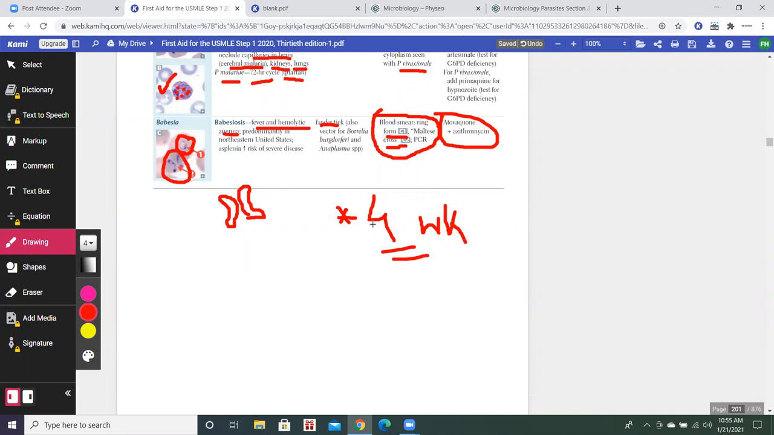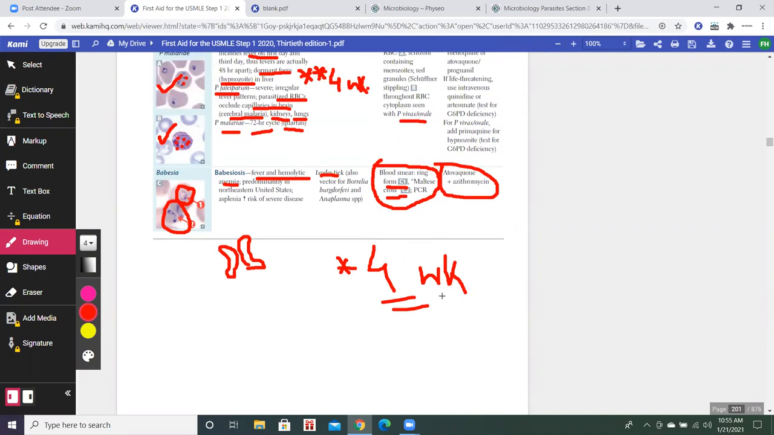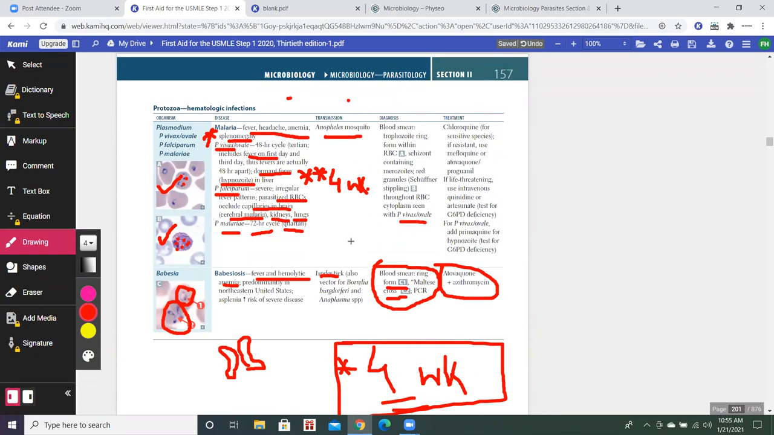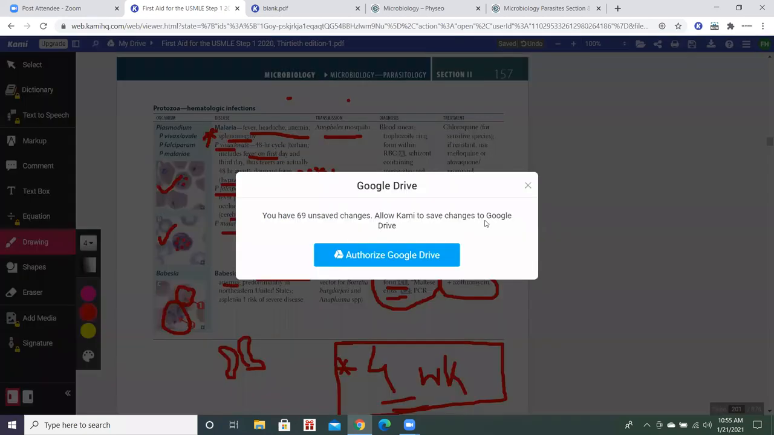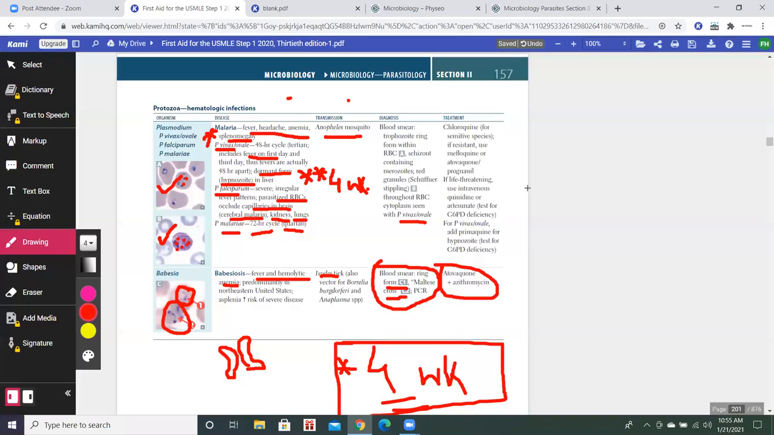Are we clear about this? You guys got it down? So mefloquine should be continued for 4 more weeks after the patient comes back from a malaria endemic area to make sure that all the liver schizonts are not converted to merozoites and trophozoites in the RBCs. Okay, so that's that.